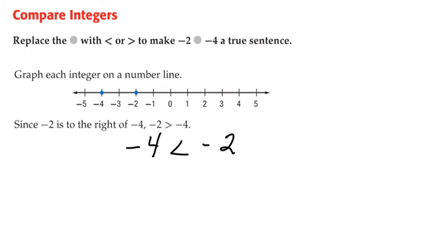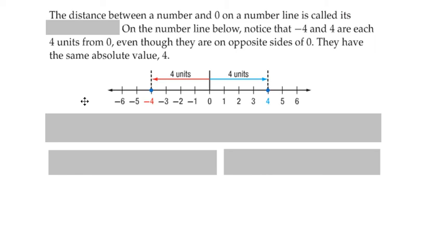Okay? The distance between a number and 0 on a number line is called its absolute value.